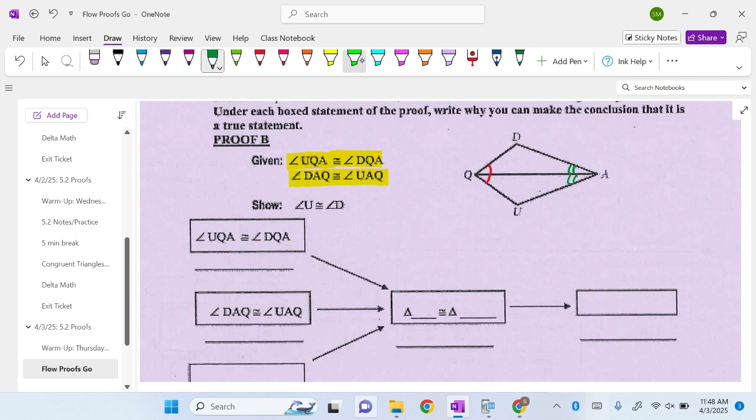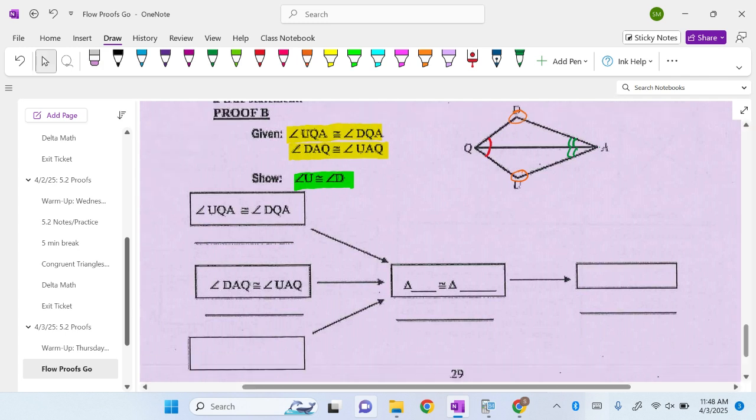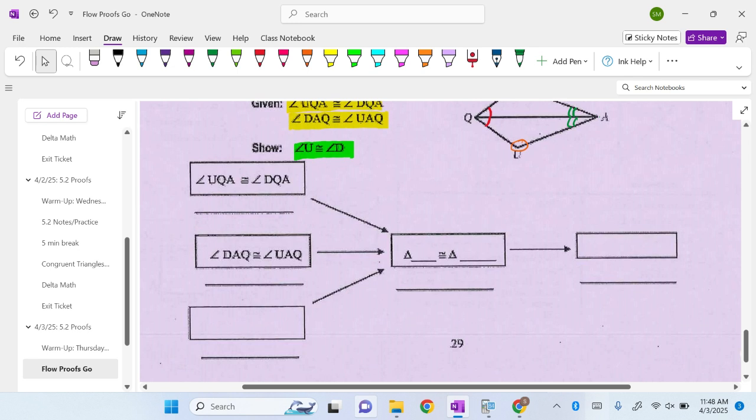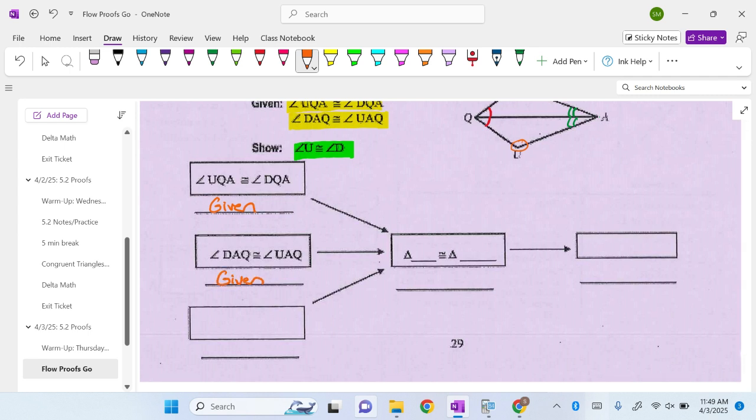All right. And we're trying to show that angle U is congruent to angle D. So we're trying to show that these two angles are congruent. That's what we're trying to show. That's our end goal. Now, they already put in our two statements that they gave us. So what automatically are the reasons for this? Given. So automatically the reasons for the two statements that they did give us are given because that's just what they gave us.